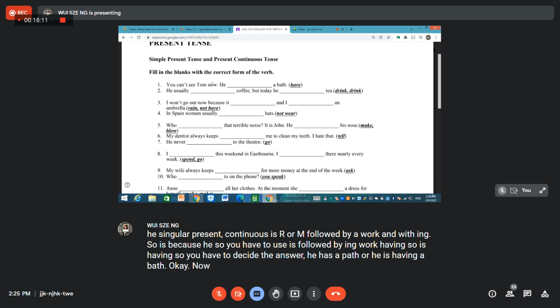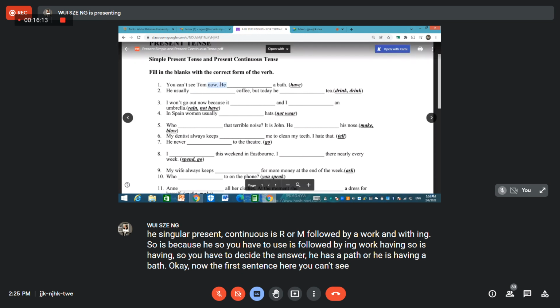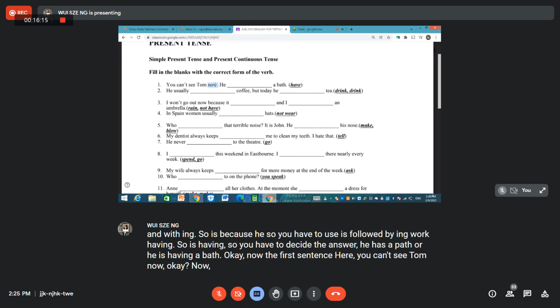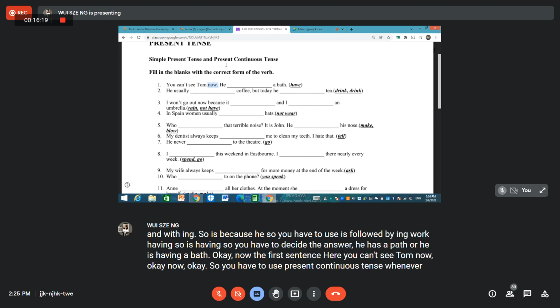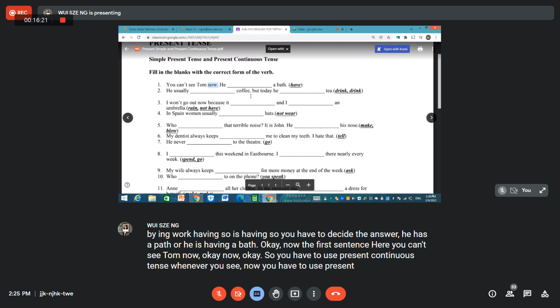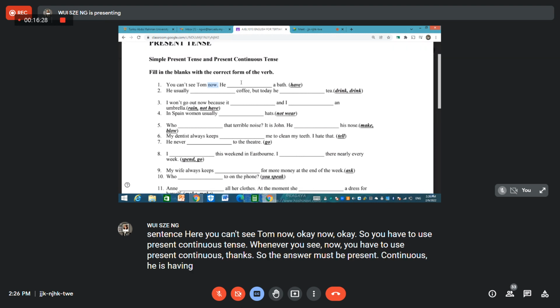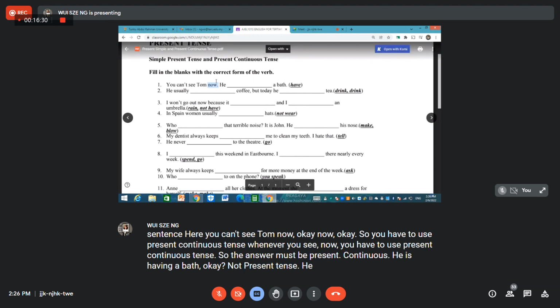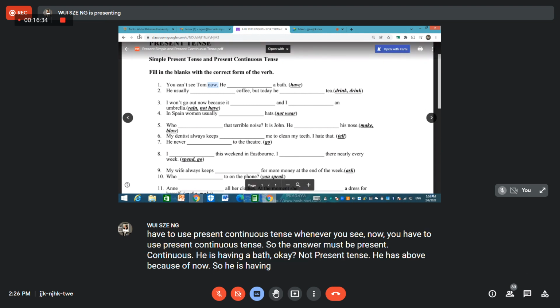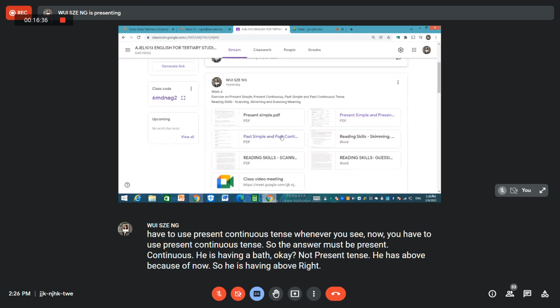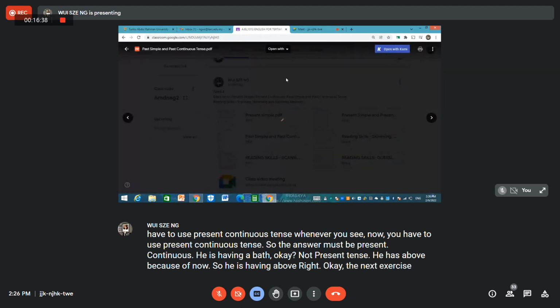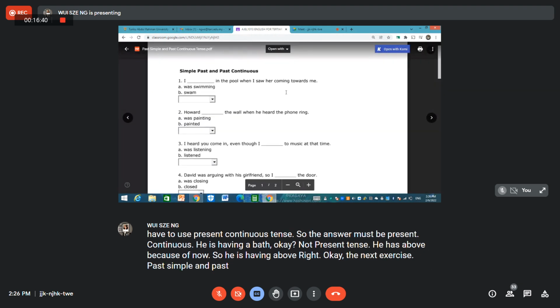Now the first sentence here, you can't see Tom now. So you have to use present continuous tense. Whenever you see now, you have to use present continuous tense. So the answer must be present continuous: he is having above. Not present simple, he has above, because of now. So he is having above.